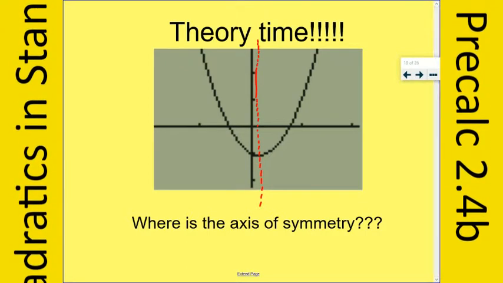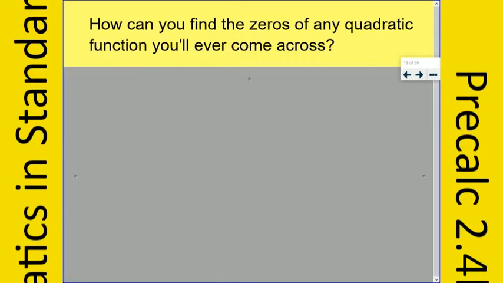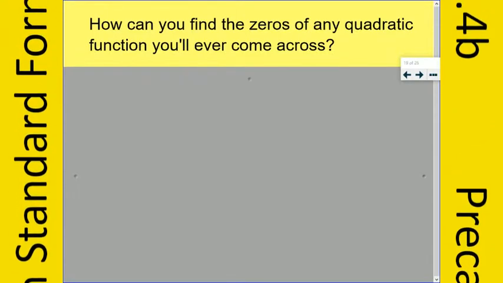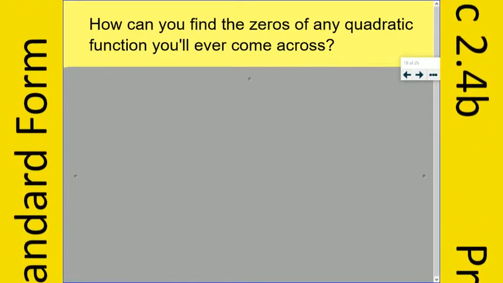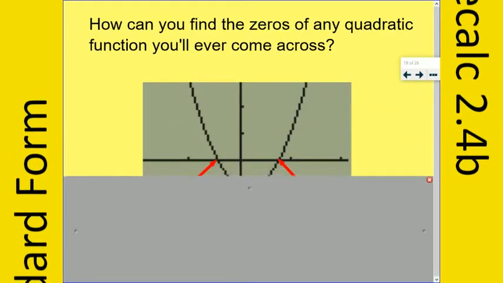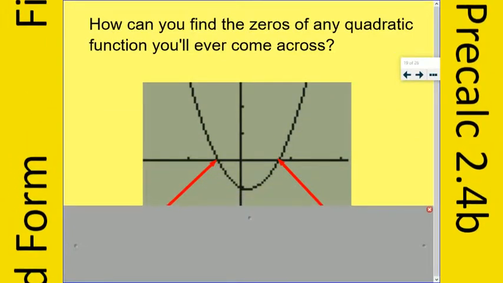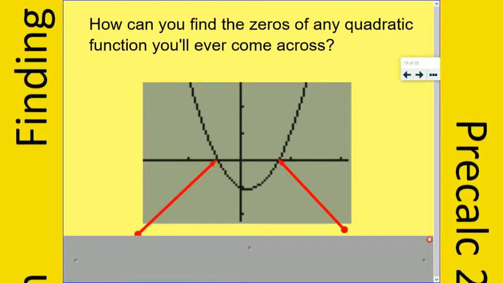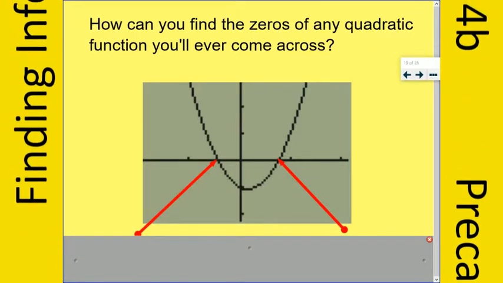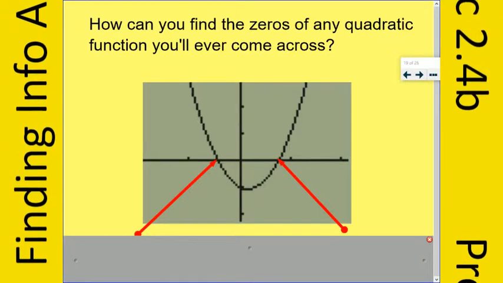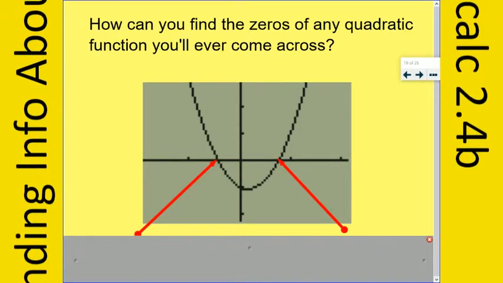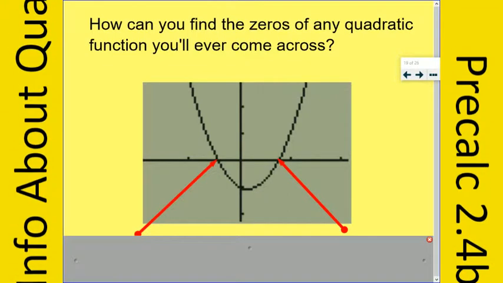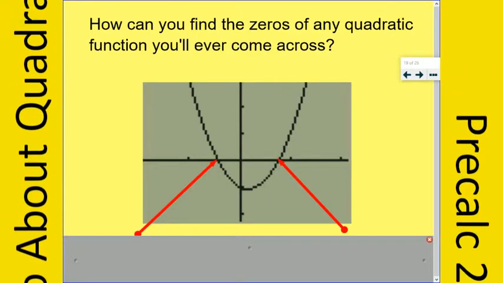So, how can you find the zeros of any quadratic function you'll ever come across? So just really quick, remember that the zeros are the solutions of those quadratic equations, or where it crosses the x-axis. How can you find the zeros of any quadratic equation you'll ever come across? Take a second to pause the video and think about that, and see if you can come up with some sort of response. How can you find the zeros of any quadratic function you will ever come across ever in life? Okay, take a second, pause the video.